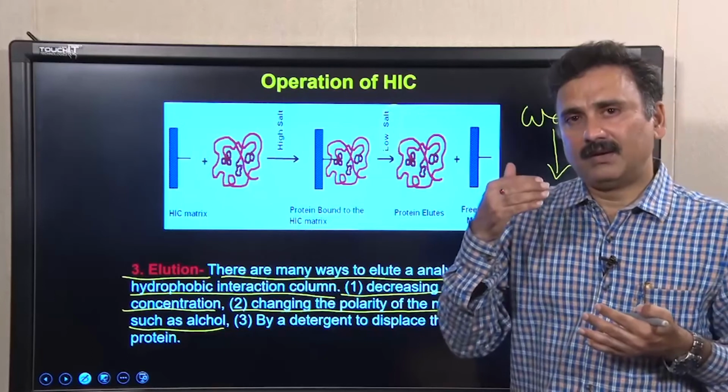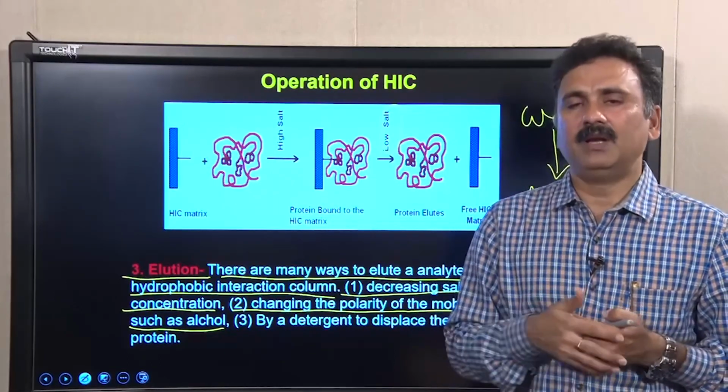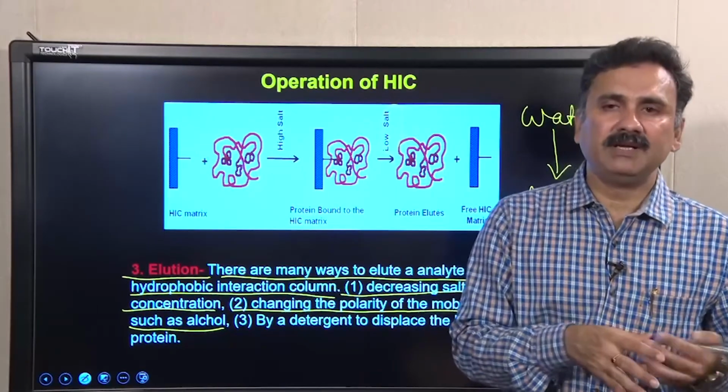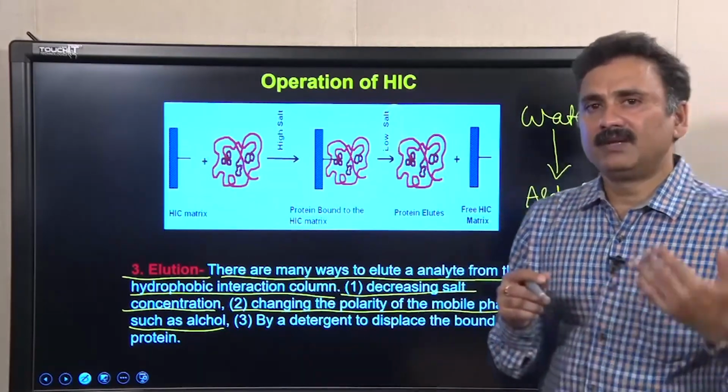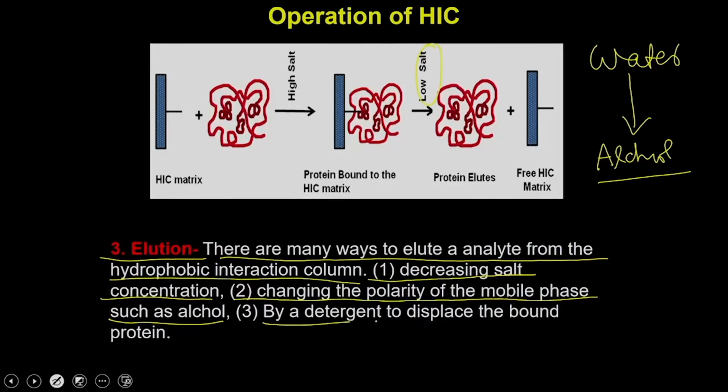So people use changing the solvent as well, meaning bringing in a more polar solvent, but that always gives a denatured protein. Sometimes people also use detergent to denature the protein, and that is how it can also be eluted from the column.